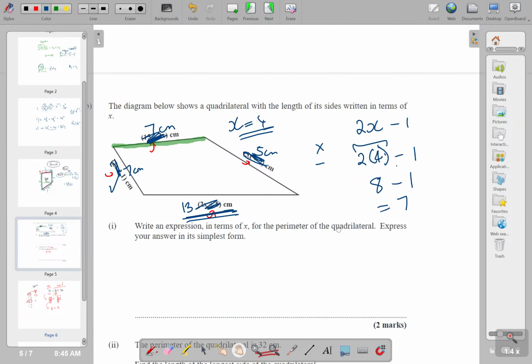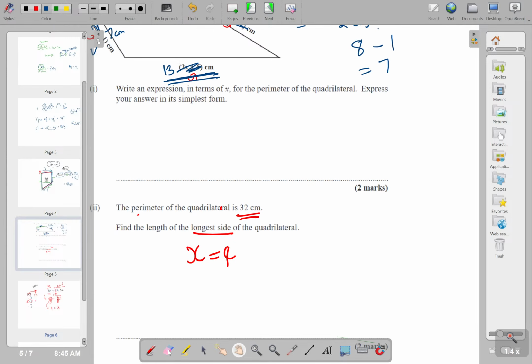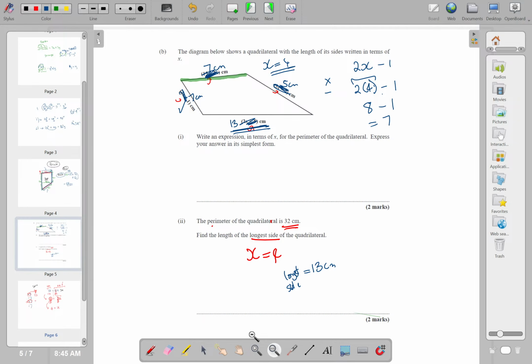So that means that the longest side of the quadrilateral would have been 13 centimeters. That's what would be the longest side. And make sure you write the actual thing that I'm asking for. Longest side equals 13. Yeah? And that's where you get your full marks. 2 marks for it. I think 1 mark for the x and then the other mark for finding the longest side. So hopefully that makes sense.